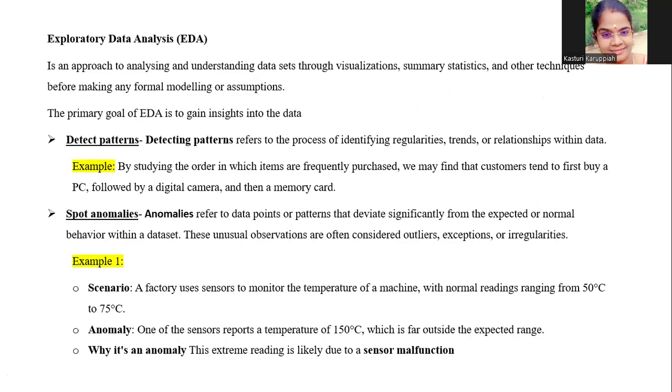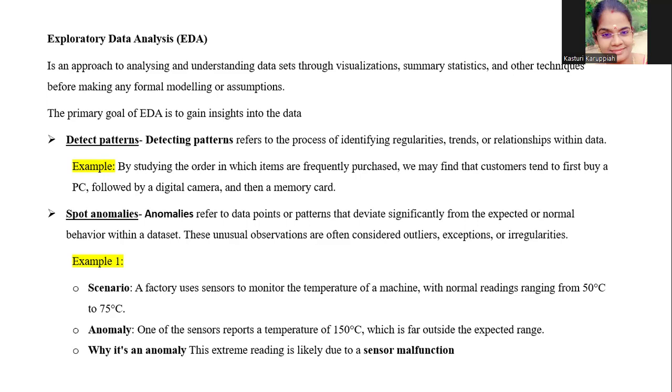It is an approach to analyze and understand data sets through visualizations, summary statistics, and other techniques so that we can make a formal modeling or assumptions. What is the primary goal of EDA? The primary goal of EDA is to gain insights into the data, what we get through the data, what we assess through the data, so that we can take decisions from the insights of data.